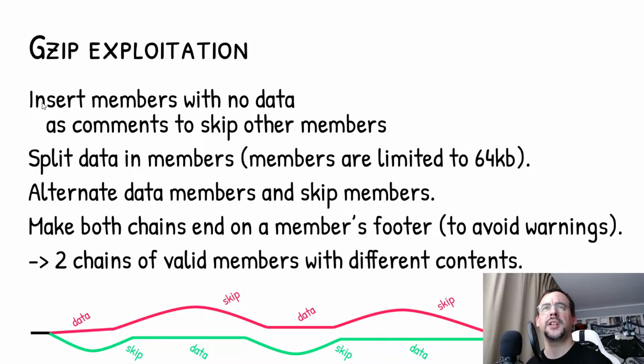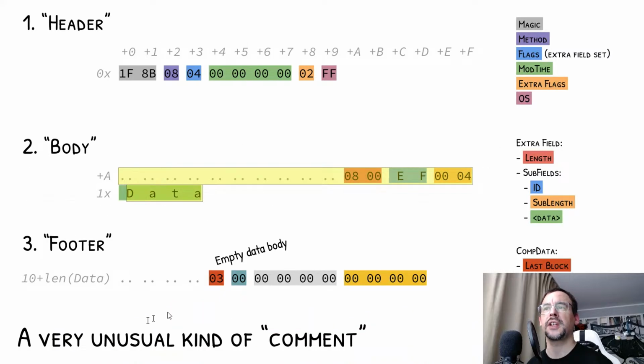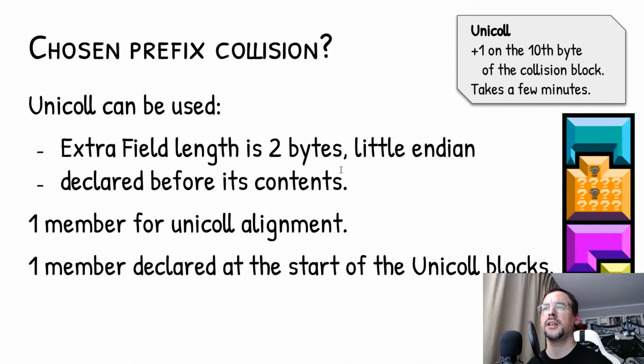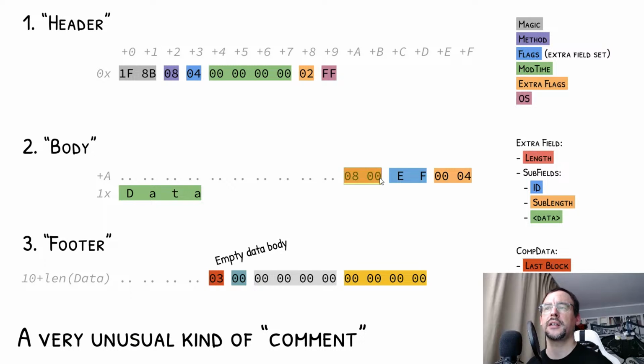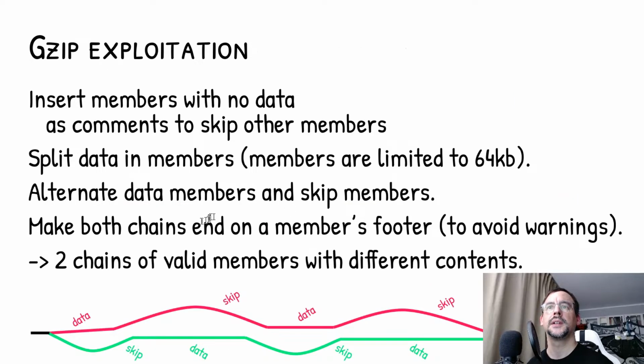You insert members with no data to skip other members, and you basically skip exactly like I did for shattered, for JPEG, because again, extra field length is on 2 bytes, and JPEG length in comment segments are on 2 bytes too. So you just interleave 2 chains of comments keeping each other's data, and then you can put arbitrary length data and chunk it on 64 kilobytes.